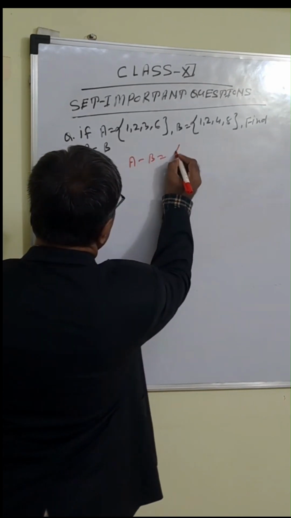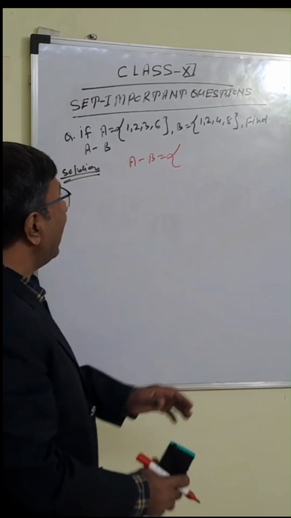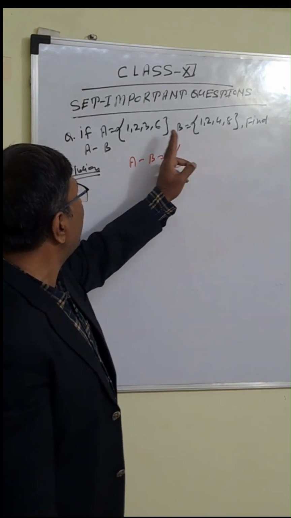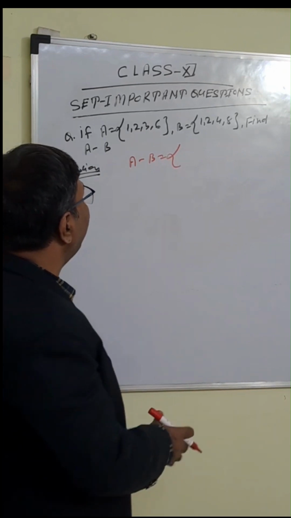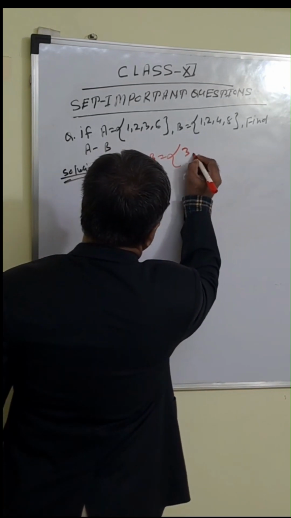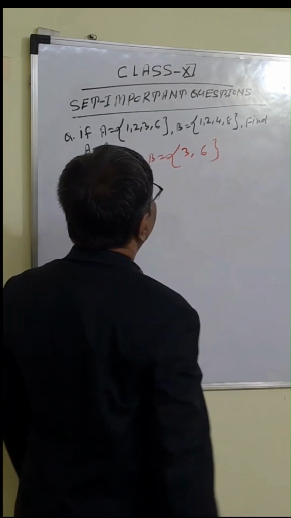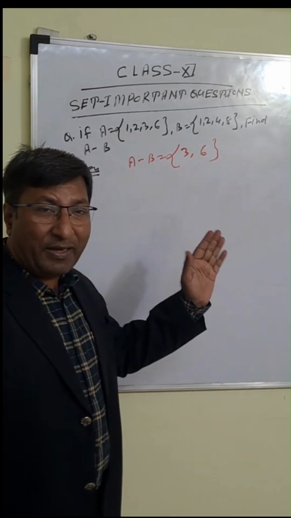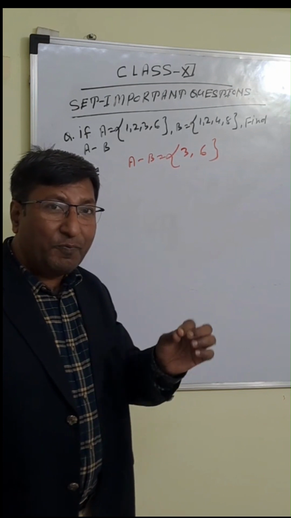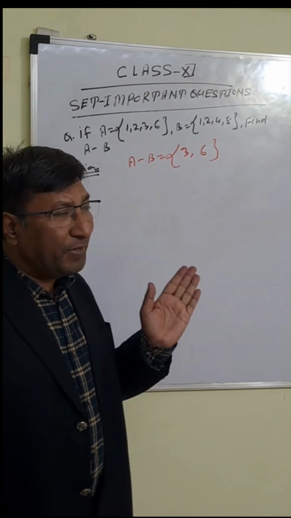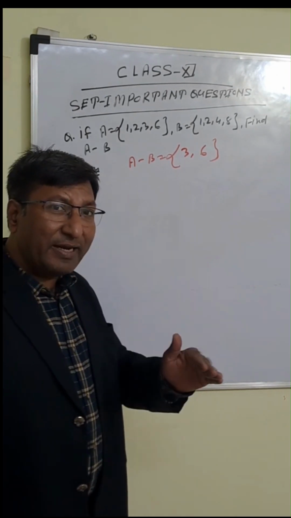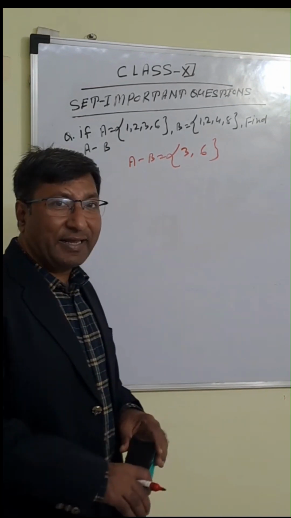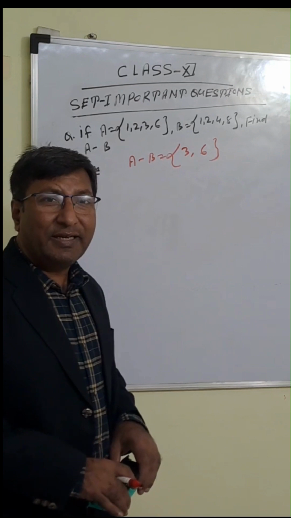A minus B. So just remove the elements of B from A. So 1, 2 are in B. So remove this 1, 2, you will get what? 3, 6. So your correct answer is what? {3, 6} is our right answer. So A minus B, remove elements of B from A. If we are finding B minus A, then remove the elements of A from B. So here our correct answer A minus B is what? {3, 6}.